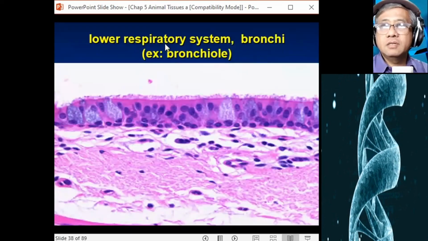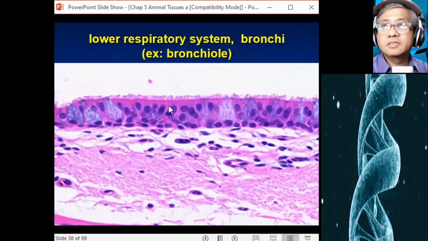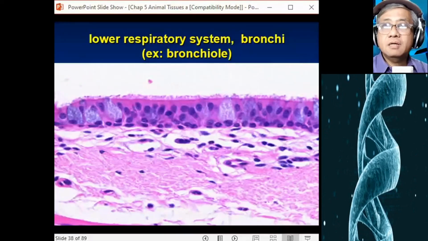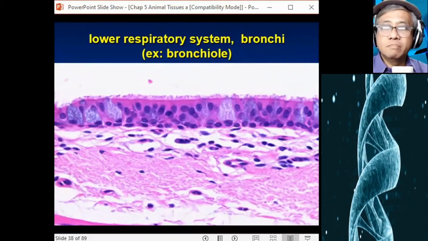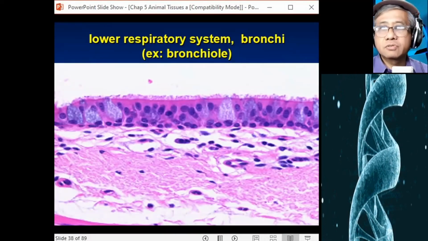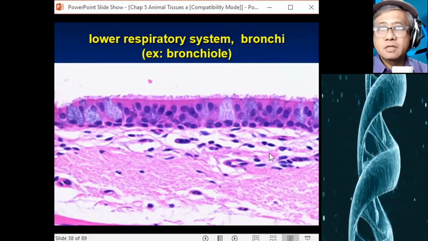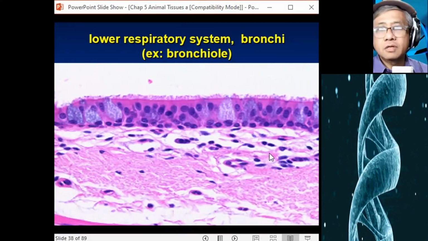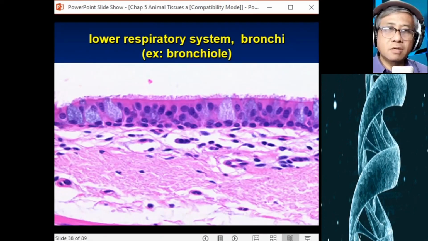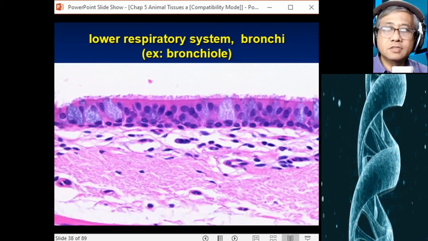So again, the air passages like the nose, yung trachea, bronchi, yung mga bronchioles, they are all equipped with these hair-like structures called cilia. Okay, the cilia plays an important role in the removal of foreign substances, dust particles that may have entered the respiratory system.